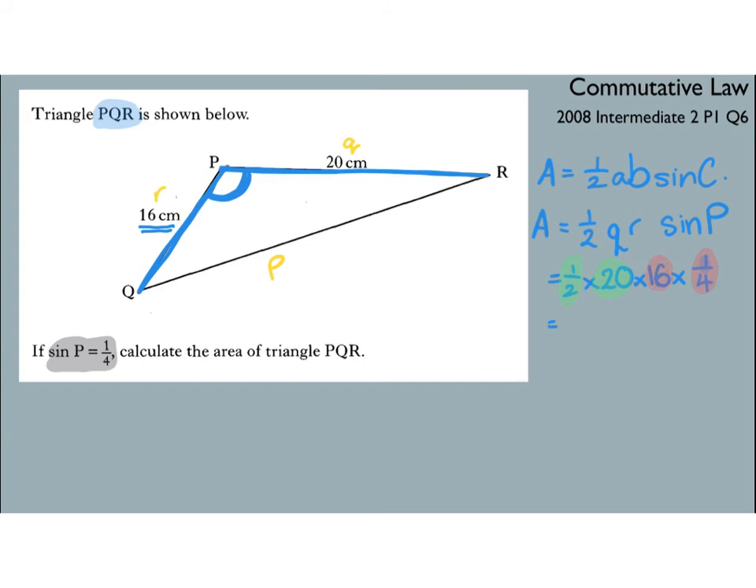Half of 20 is 10. And a quarter of 16, how many 4s are in 16? You get 4. So work out the area: it is 20. Remembering to put my units on. We've got centimetres there, centimetres there. So when I'm doing my area, it is how many squares make up the shape. Centimetres, square centimetres.